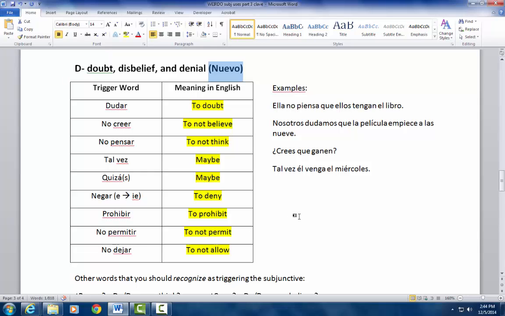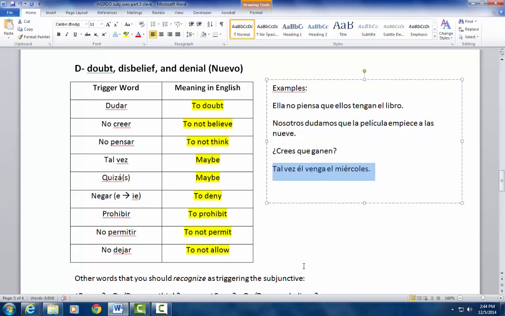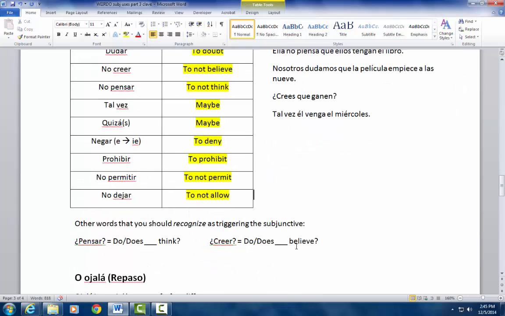What are examples? Ella no piensa que ellos tengan el libro. Nosotros dudamos que la película empiece a las 9. ¿Crees que ganen? Tal vez él venga el miércoles. Now, look at this one closely. Tal vez and quizás are unique in that they don't require a K, and they still take subjunctive. Here's some others. Pensar within a question and creer within a question also trigger subjunctive.